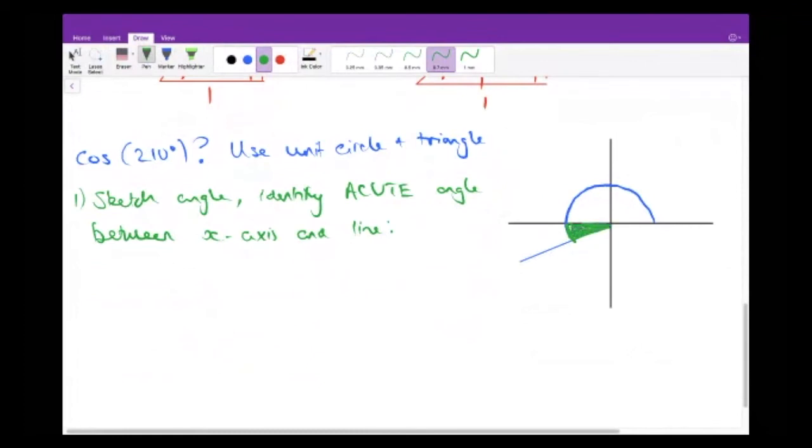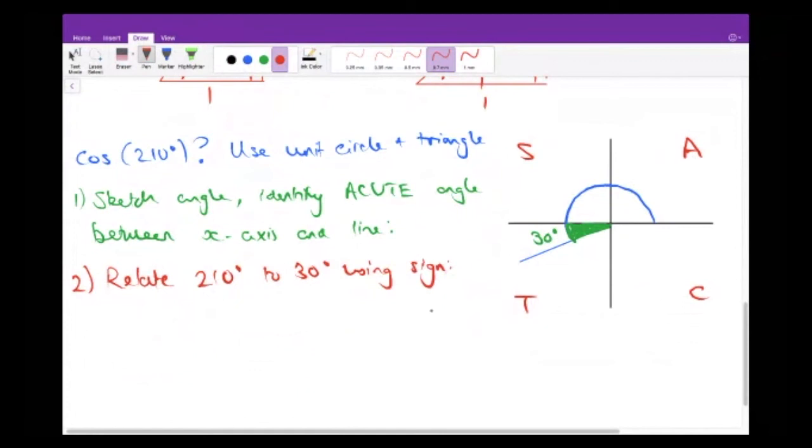The 180 doesn't really matter. But this angle then is going to be 30 degrees. Okay, so I know that I'm looking at the 30-degree angle in my triangles. Now looking at my CAST labeling, I know that in this quadrant, tan is positive, everything else is negative. So what we do is we relate the 210 degrees to the 30 degrees using the sign.